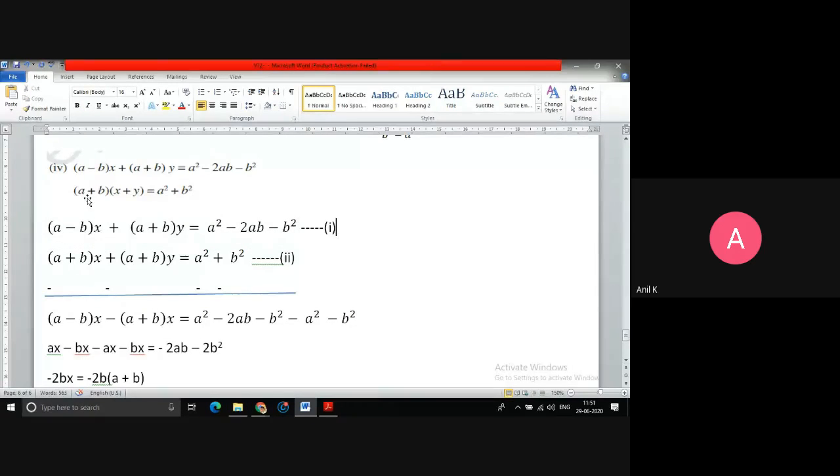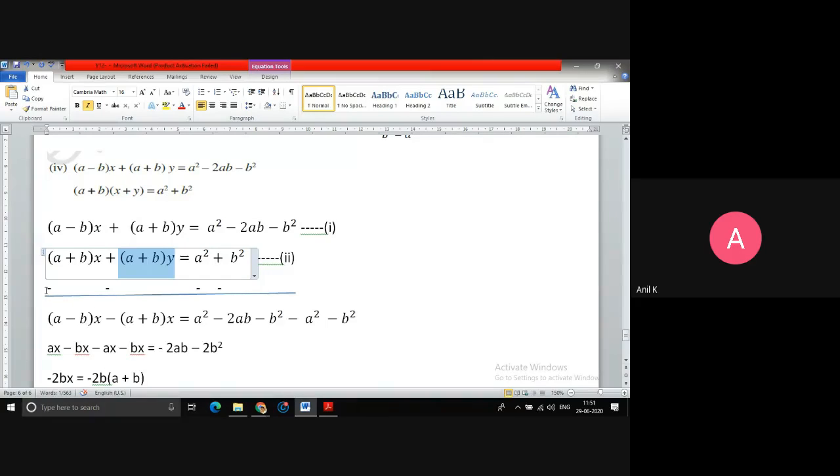In the second equation, you see (a plus b) into (x plus y), so I open up the bracket. A plus b will multiply with x, so I wrote that as (a plus b) into x. Then again a plus b will multiply with y, so (a plus b) into y equals, here a square plus b square is there, so I have written a square plus b square as it is. Now look here, the y term is (a plus b) into y. Here also the y term is (a plus b) into y. So I just have to change the sign.